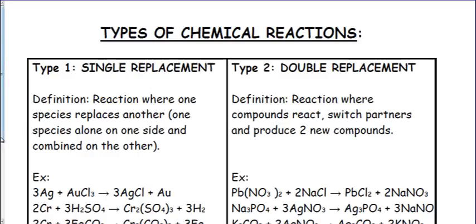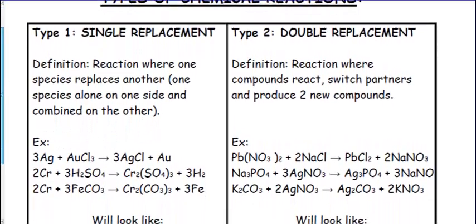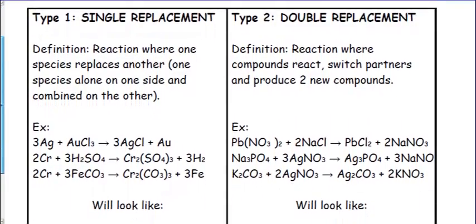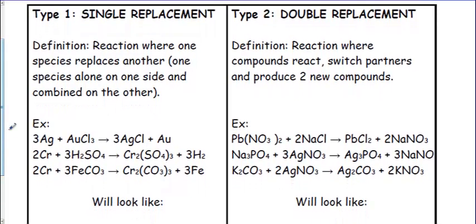Let's look at types of chemical reactions here. The first 2 we're going to look at, very simple: single replacement and double replacement. So single replacement by definition is a reaction where one species replaces another, one species alone on one side and combined on the other. So here's an example.